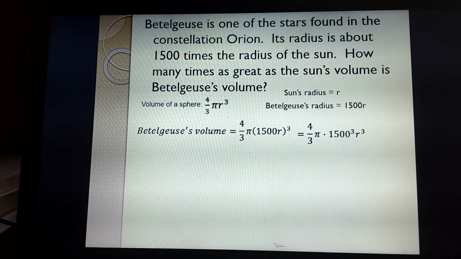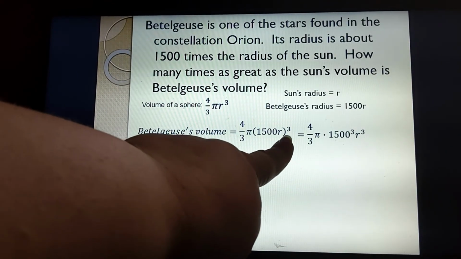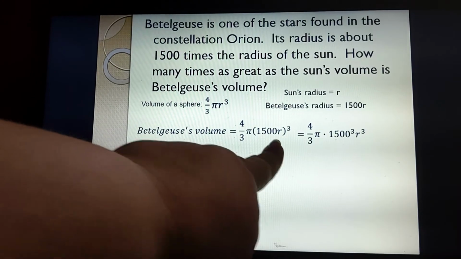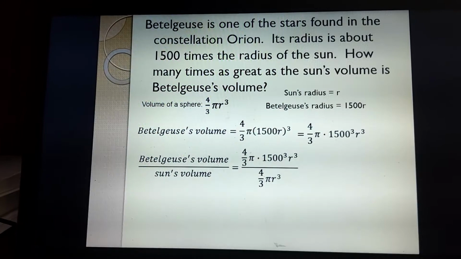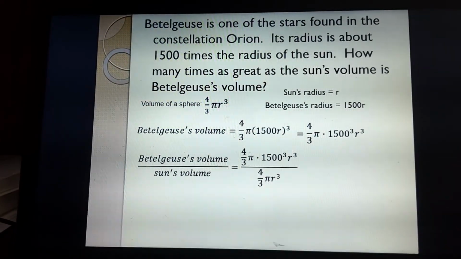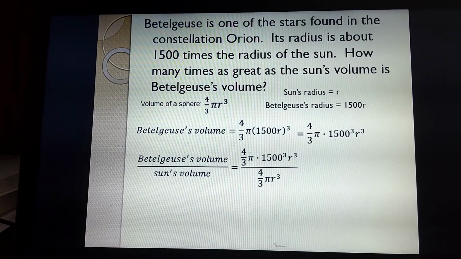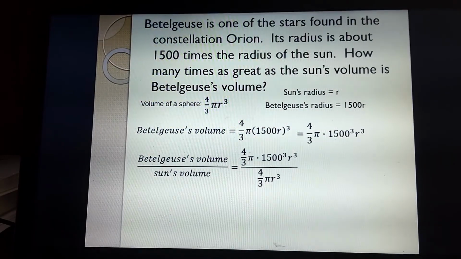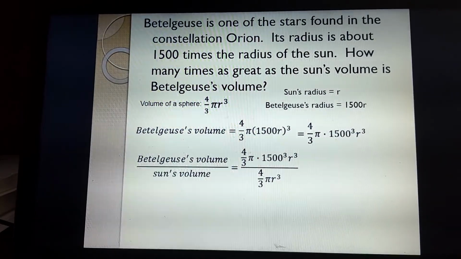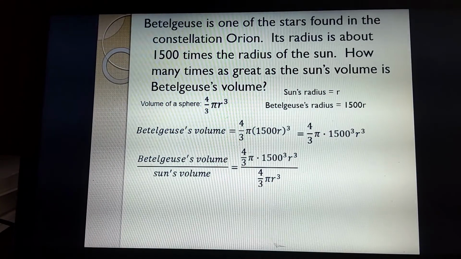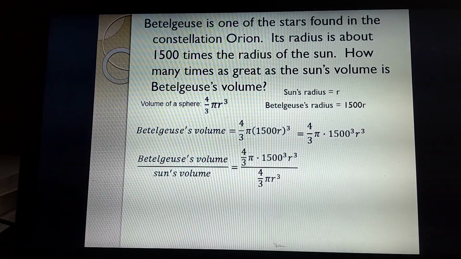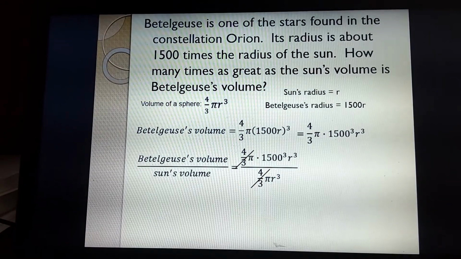So the first thing I did is I distributed my 3 out here. I distributed it to 1500 and to the r. So that's my volume for Betelgeuse. Betelgeuse's volume divided by the sun's volume. Now, this looks crazy, and you're probably thinking there's no way that you're going to be able to figure this out. But let's break it down. We see similar things on the top and the bottom. And remember, whenever you have the same thing on top and bottom, it just cancels out to 1. So I have a 4/3 pi on top, and I have a 4/3 pi on the bottom. Those get to go away.